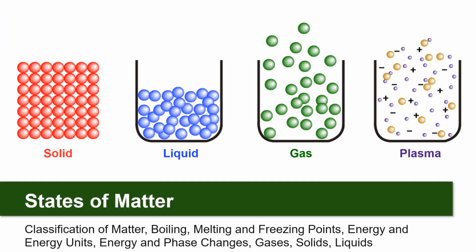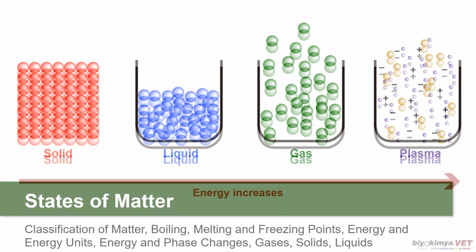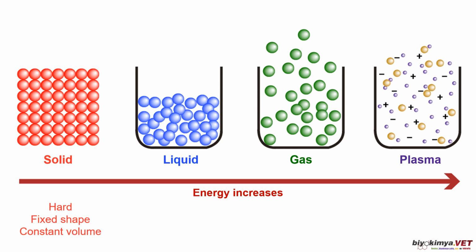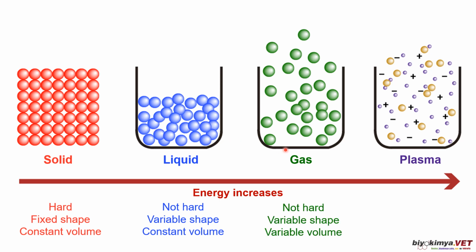Let's start with states of matter. As you see here, the figure tells us about the characters of solid, liquid, gas, plasma. Solids are hard, fixed-shaped, and they have constant volume. When we look at the liquids, they are not hard, the shapes are variable, but they have constant volume. Gases are not hard, they have variable shape and volume.